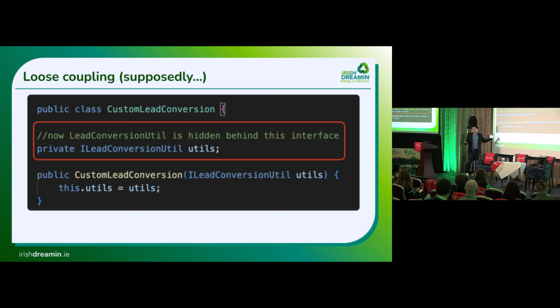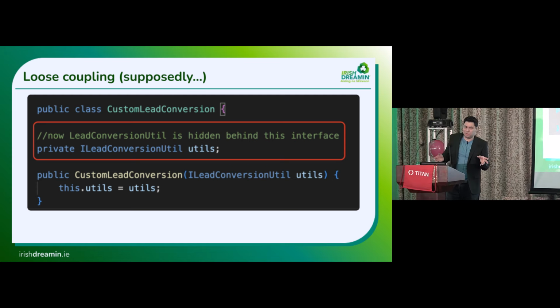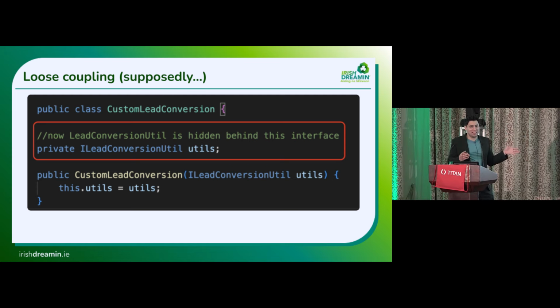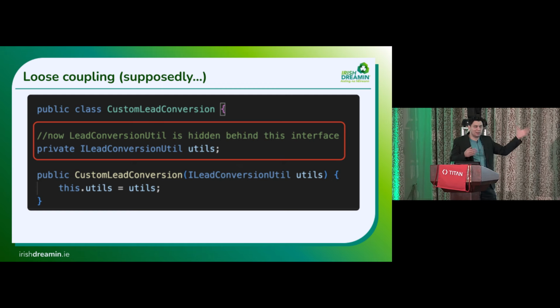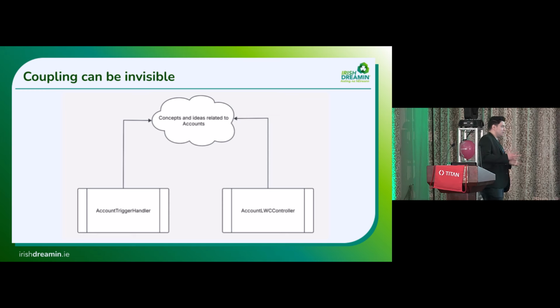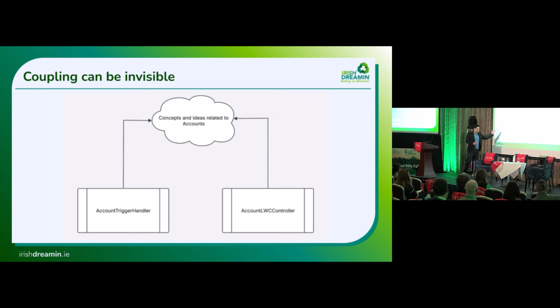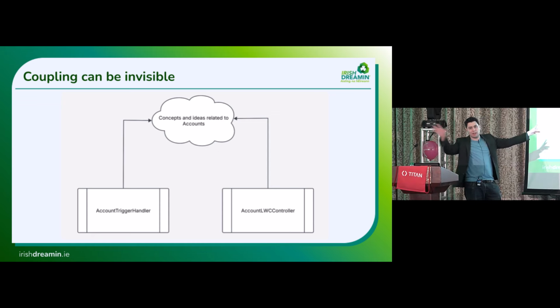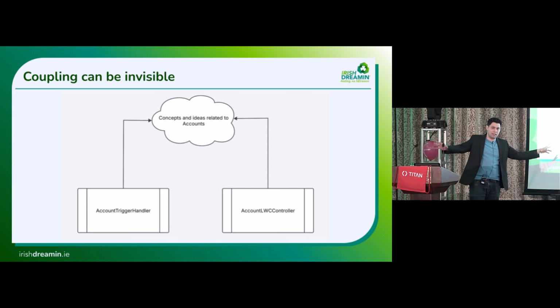So they're still coupled. They're not coupled at the metadata level, but it still 100% depends on the fact that that class needs to do what it's supposed to do. And so the thing is that coupling can actually be invisible. You may have something like an account trigger handler and Lightning Web Controller, and you could say, oh, those classes have nothing to do with each other, they're completely independent.